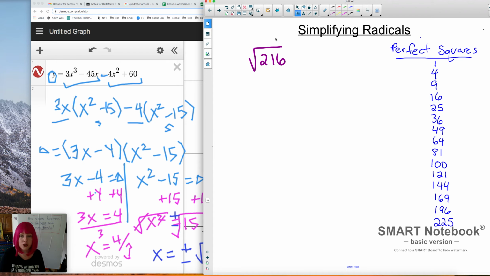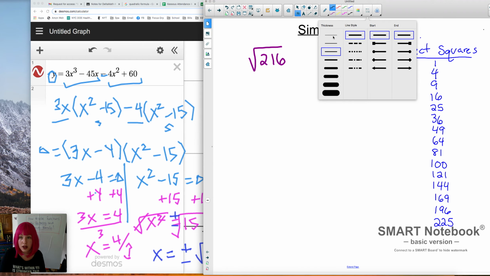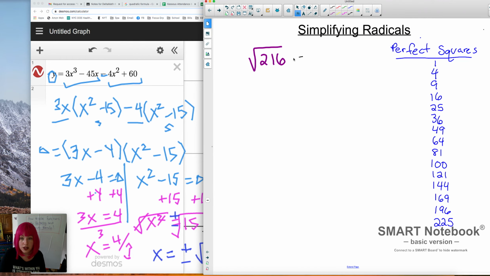What you want to do is take the number inside the radical. That's called the radicand. So this number is called the radicand. And you want to see what's the biggest perfect square that divides into 216. So you know it's going to start somewhere down here. I'm going to start around here and just start dividing.